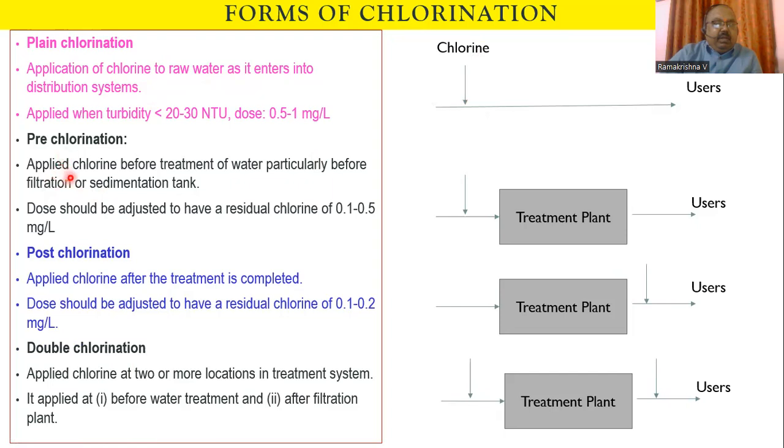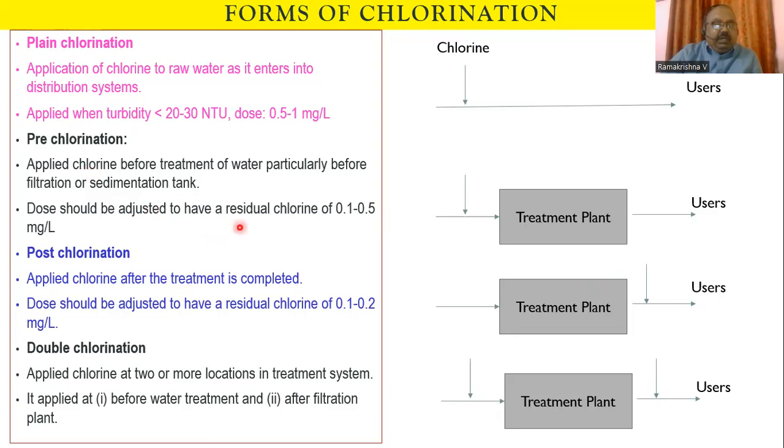Pre-chlorination. Applied chlorine is before treatment of water, particularly before filtration or sedimentation tank. So this is the chlorine applied before treatment going to the users. Post-chlorination means applied chlorine after the treatment is completed. So at the end of treatment, you are going to apply.